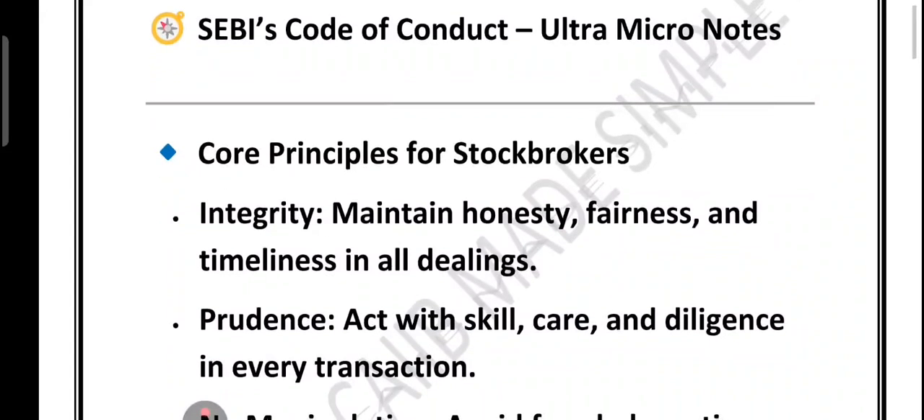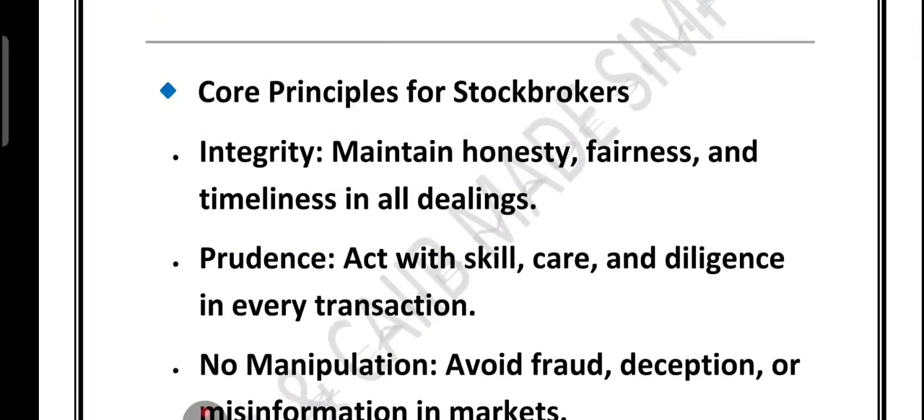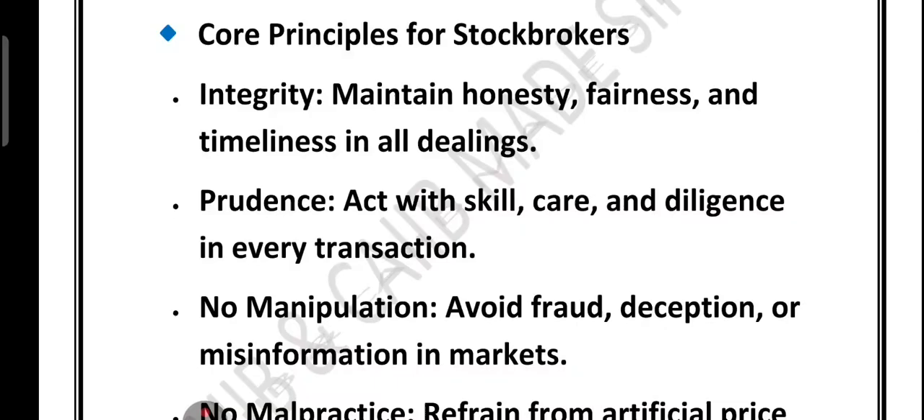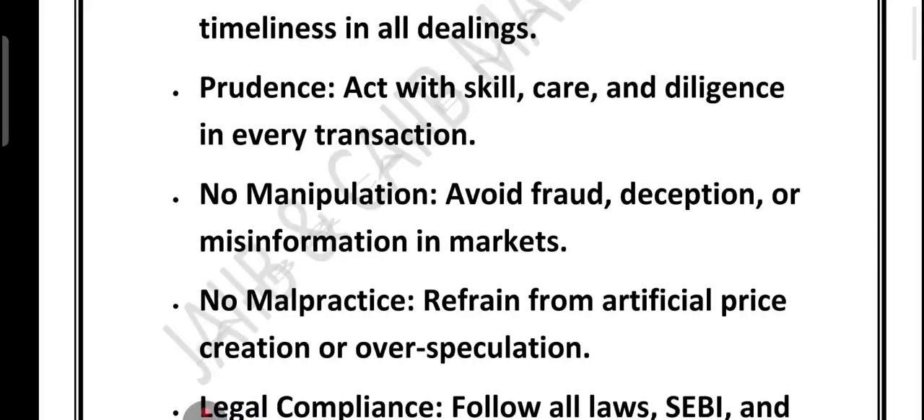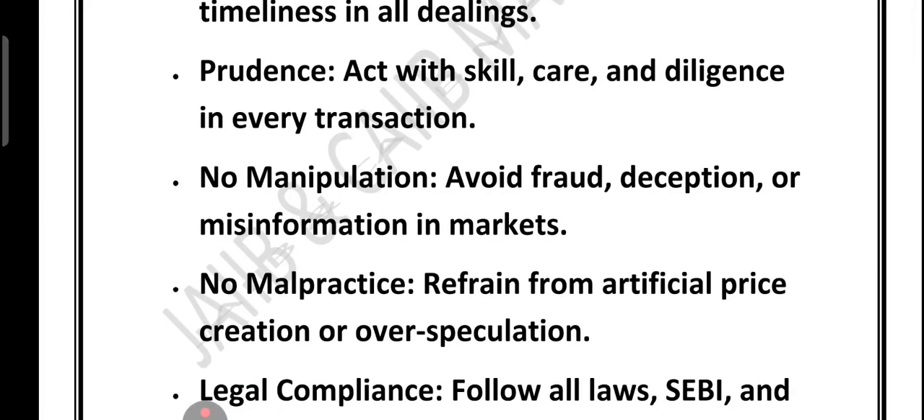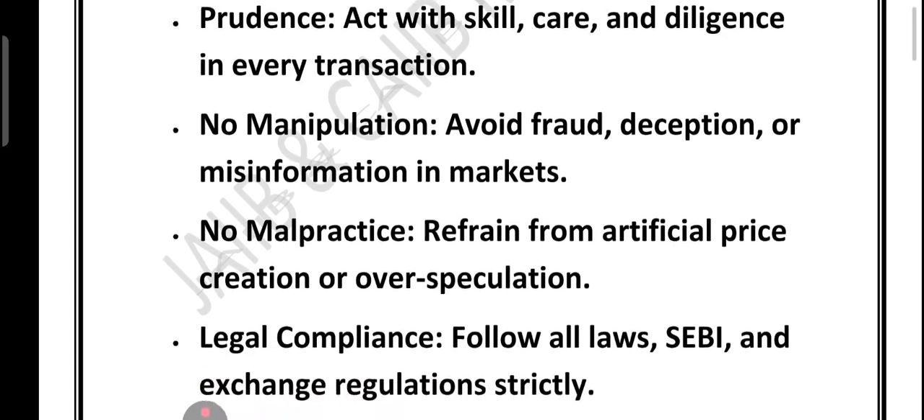So this is the rule book that ensures that our financial markets stay fair and transparent. First comes integrity. Integrity means a broker should always be honest, fair and on time while dealing with clients or the market. No false promises, no shady shortcuts. That is called integrity. Then comes prudence. Prudence means every action should be taken with care, skill and proper judgment. In simple words, a broker must think smartly before making any move.